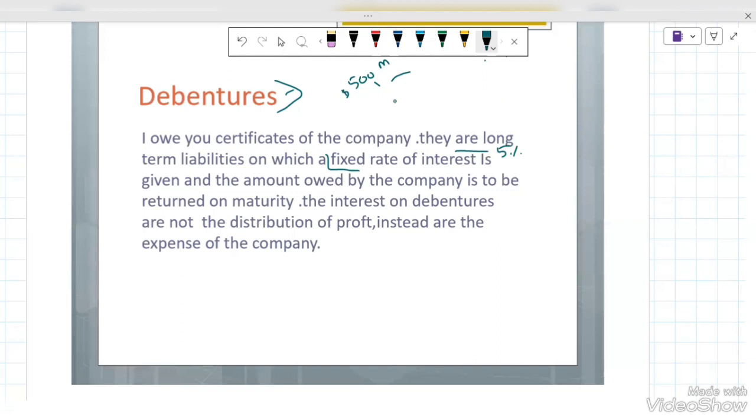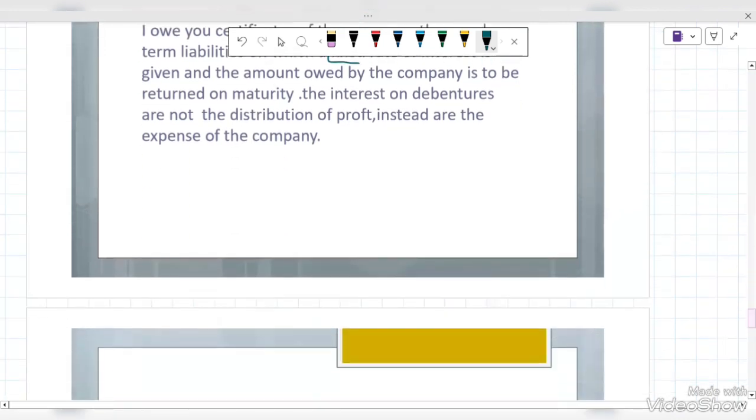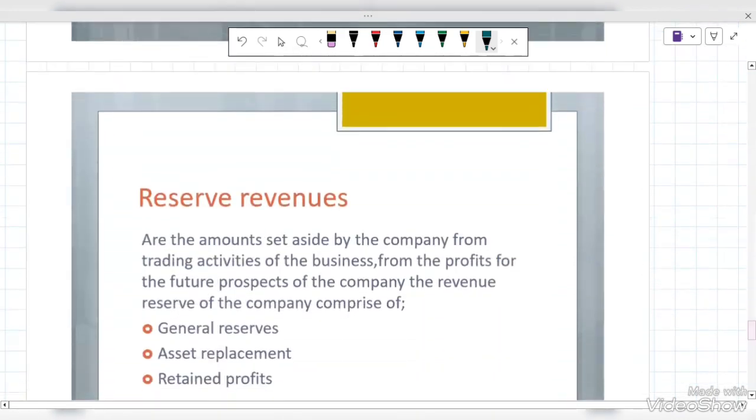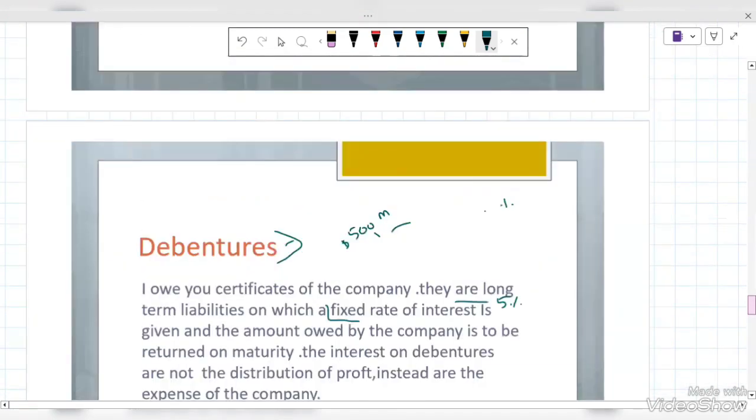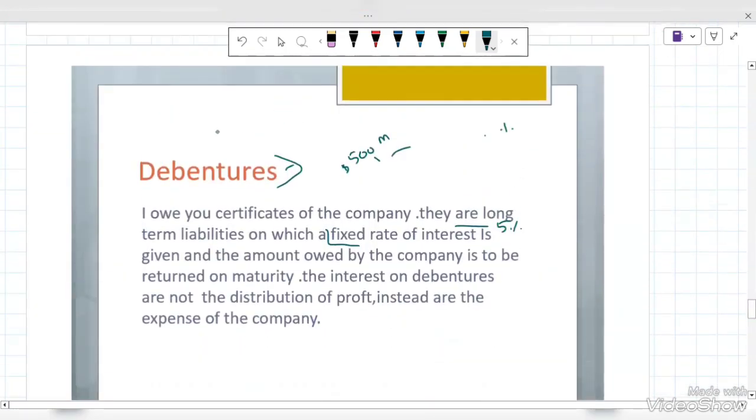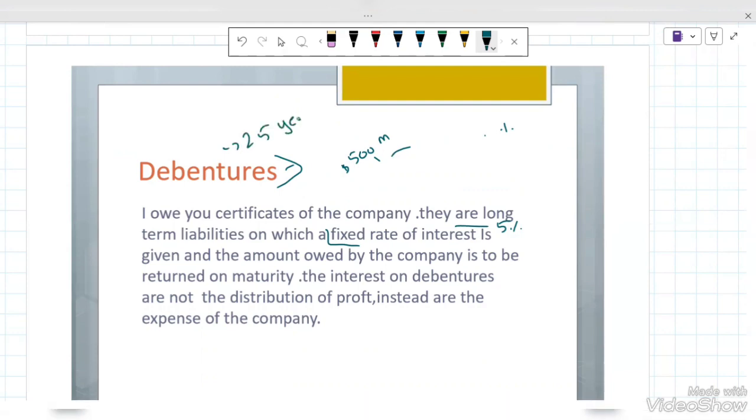So it is very simple. There is no critical content or critical information involved in the debentures concept. This is just a kind of loan, like a bank loan. You can repay a debenture loan in 25 years also. These are very long-term loans.